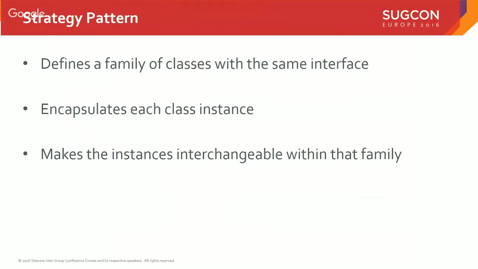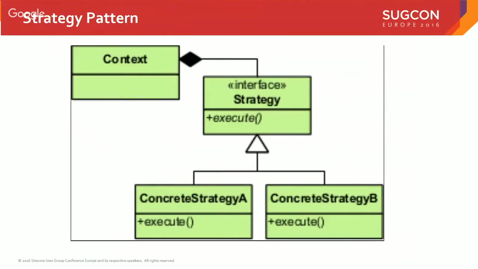And I like this part of the definition. This actually, I think, is an official thing from the Gang of Four book. The Gang of Four book is the ultimate thing on design patterns. It came out in 1994. Makes instances interchangeable within that family. Well, yeah, no kidding. They have the same interface. Of course, they're going to be interchangeable. Why do you have to actually mention that? I don't know.